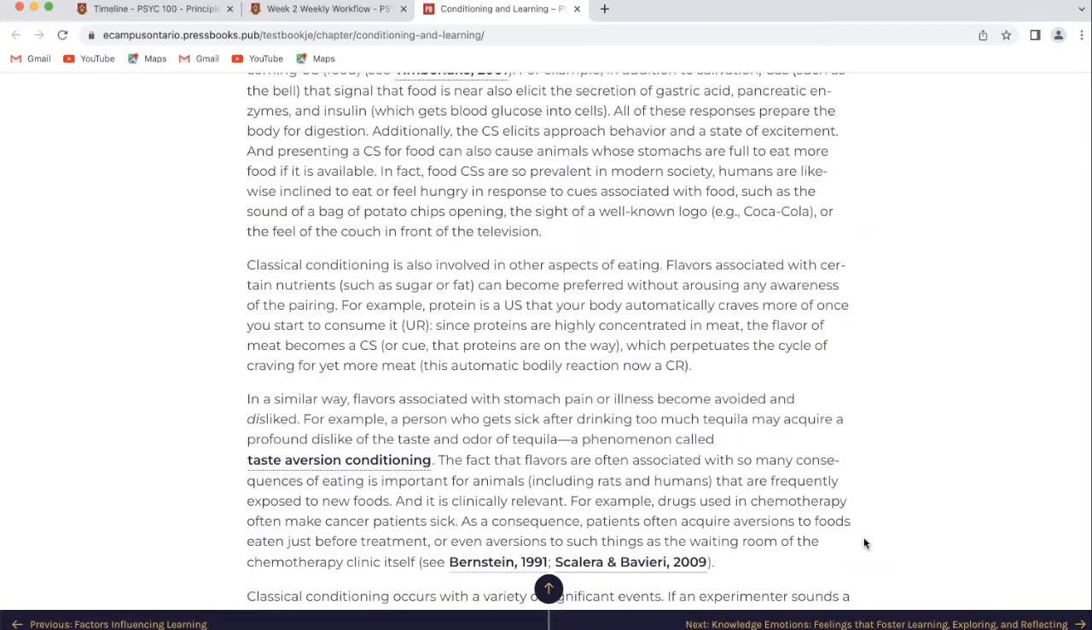Classical conditioning is also involved in other aspects of eating. Flavors associated with certain nutrients, such as sugar or fat, can become preferred without arousing any awareness of the pairing. For example, protein is a US that your body automatically craves more of once you start to consume it. Since proteins are highly concentrated in meat, the flavor of meat becomes a CS, or cue that proteins are on the way, which perpetuates the cycle of craving for yet more meat. This automatic body reaction is now a CR.